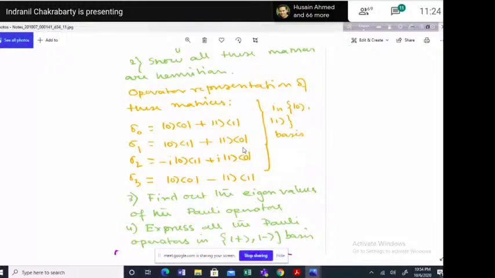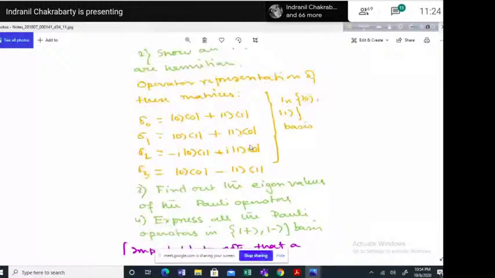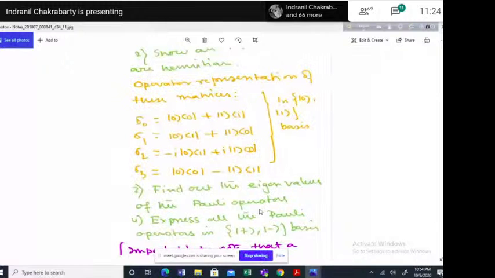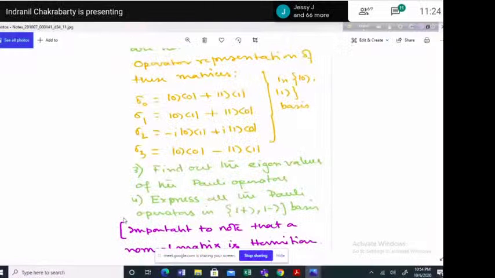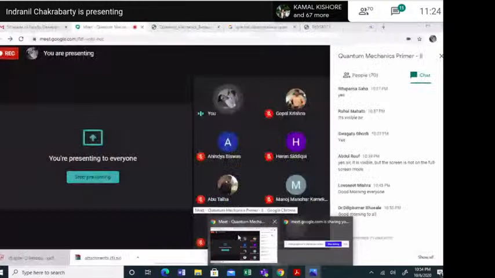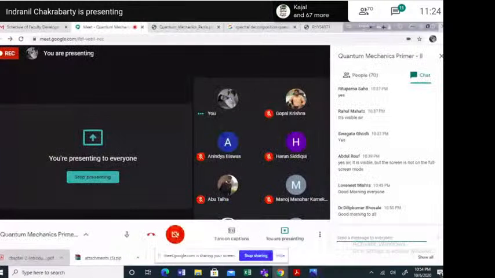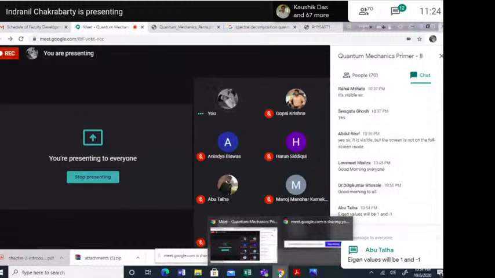Now these are the questions that I really want you to check out. At least some of you can tell. Number 3, find out the eigenvalues of the Pauli operators. And number 4, express all the Pauli operators in the plus minus basis, where plus is nothing but 1 by root 2 (|0> plus |1>), and minus is nothing but 1 by root 2 (|0> minus |1>). Can anybody tell me? So the eigenvalues will be 1 and minus 1 for whom?